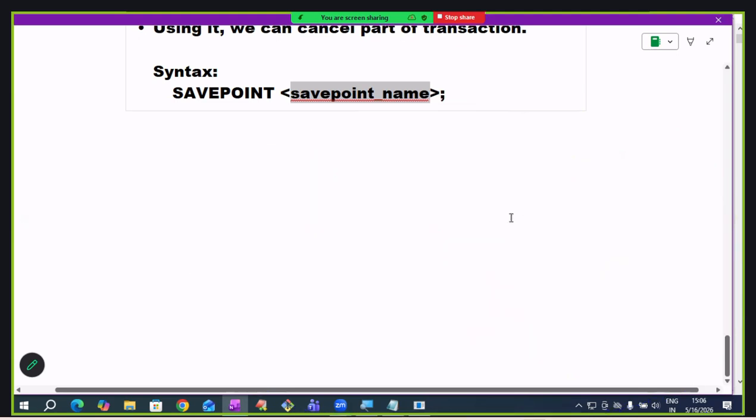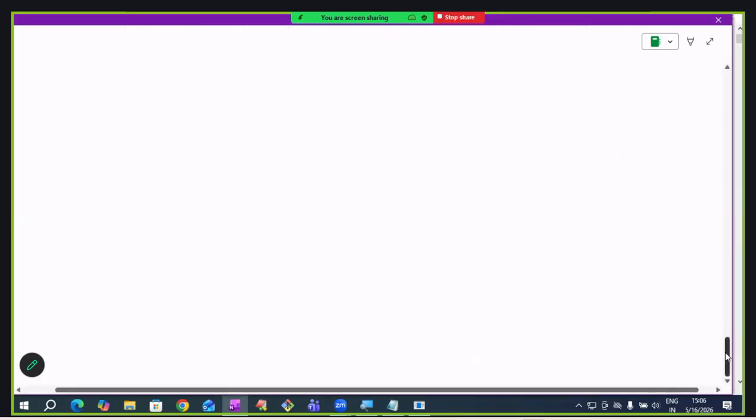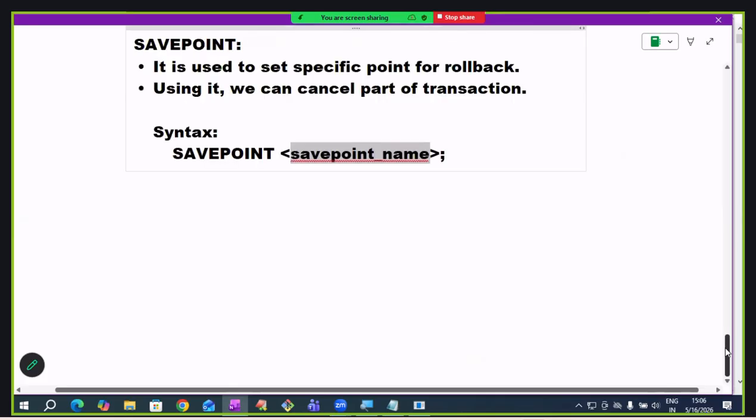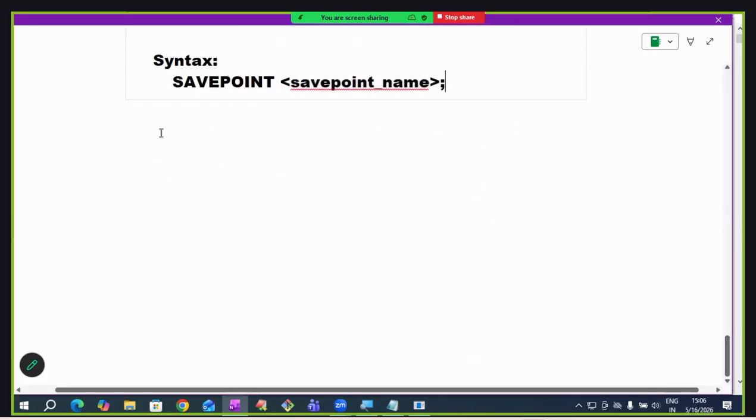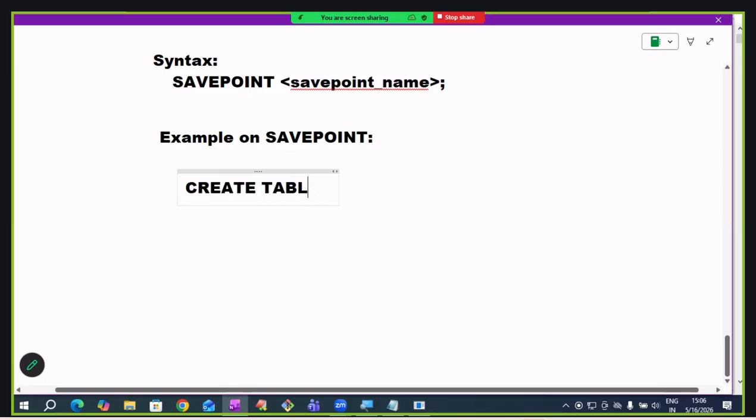Once again, I'm explaining, listen. To get some idea, I explain like this. Suppose assume that I am performing one large transaction, for easy understanding purpose. I'm taking times also. Example one, save point. I'm creating one table with the name T3. Table created.